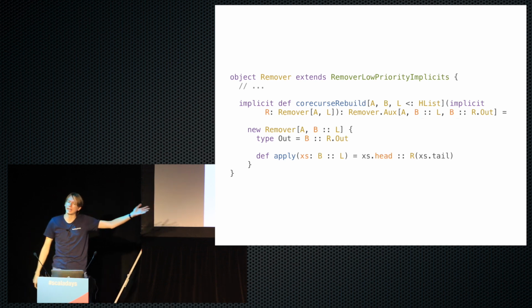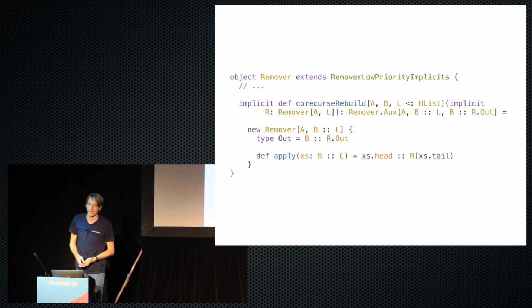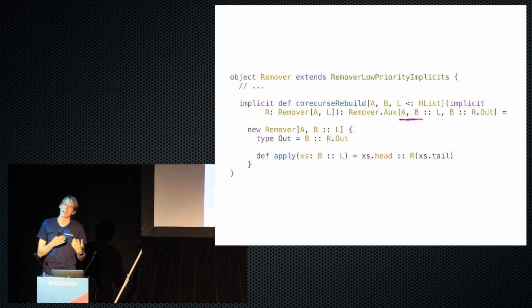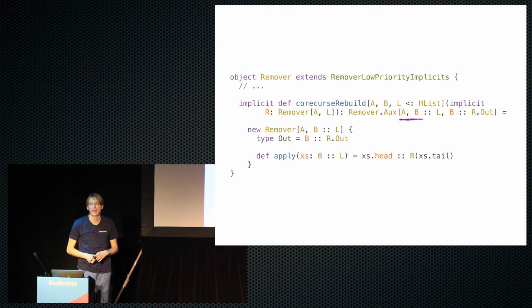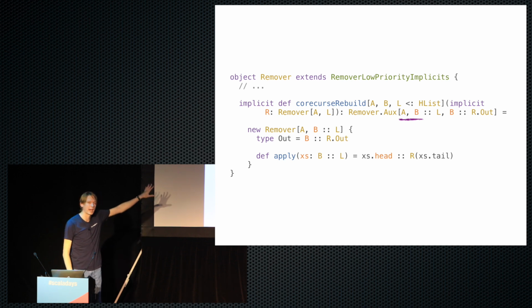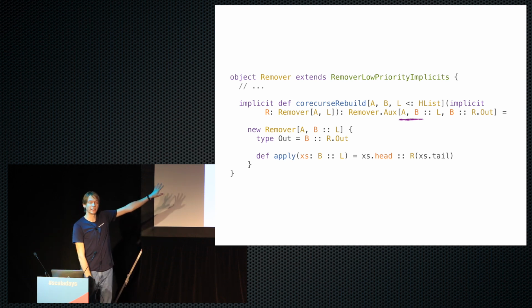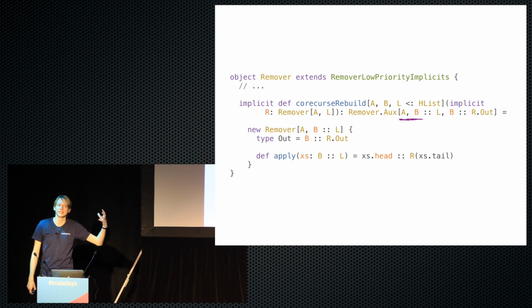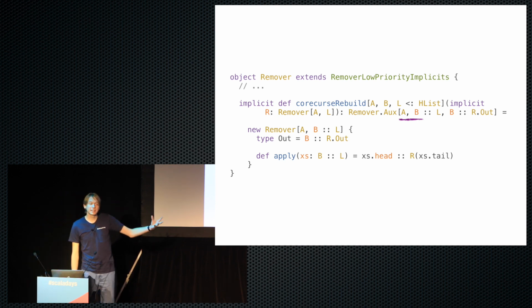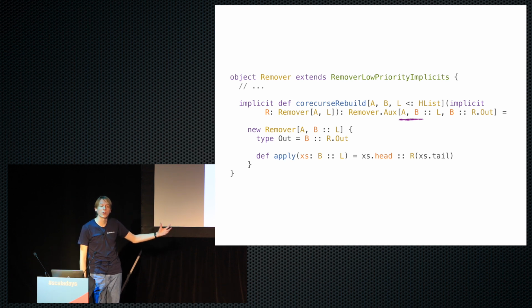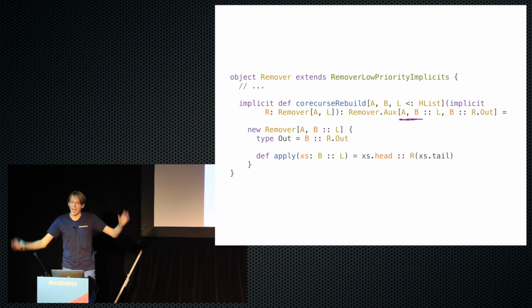The co-inductive rebuild case is a little bit more complicated, but it's still the same idea, right? Now we're defining a remover for type A for an HList that starts with type B. And the result is, of course, we're taking B and prepending it to the HList that we're building back, right? The result type is the output of the aux, the third parameter, B cons r.out. And it turns out that this is actually all we need to do. So these three cases, these implicit facts that scalac is going to solve for us, this is the Remover type class. And remove now works exactly the way we wanted it to.